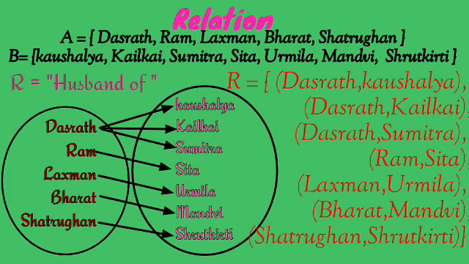And Ram was the husband of Sita. Similarly, Lakshman was the husband of Urmila, Bharat was the husband of Mandavi, and Shatrughan was the husband of Shrutakirti. So these elements should be there in the relation R.